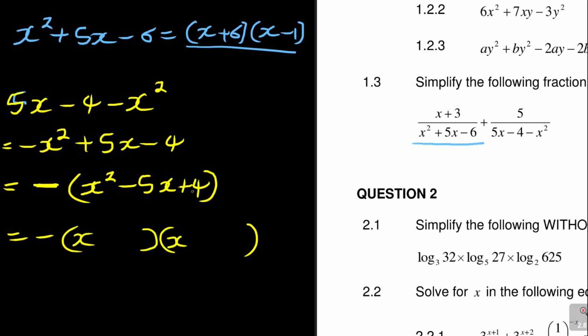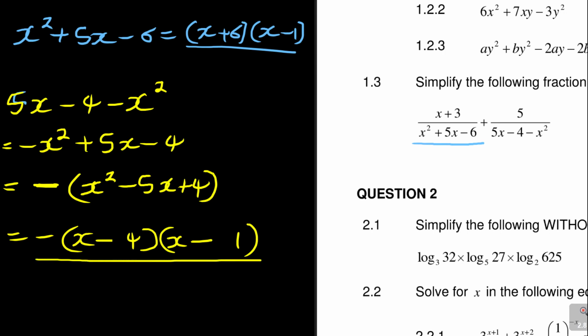Are you seeing what I'm doing? Now we want the product of 4. Two numbers that you multiply, you get 4, and you add, you get 5. It can be 4 and 1. 2 and 2 won't give you a 5. So now I need a positive. This is minus and minus because it's a negative 5.